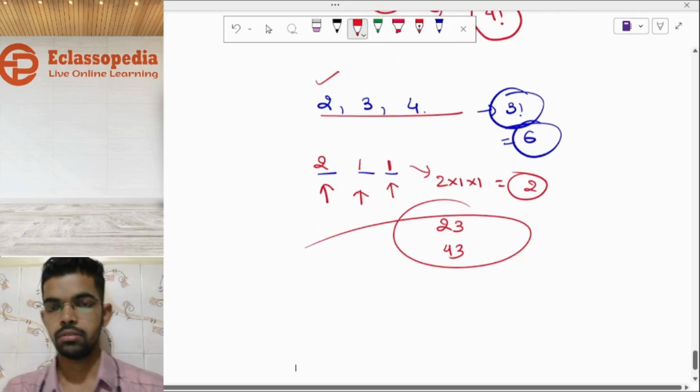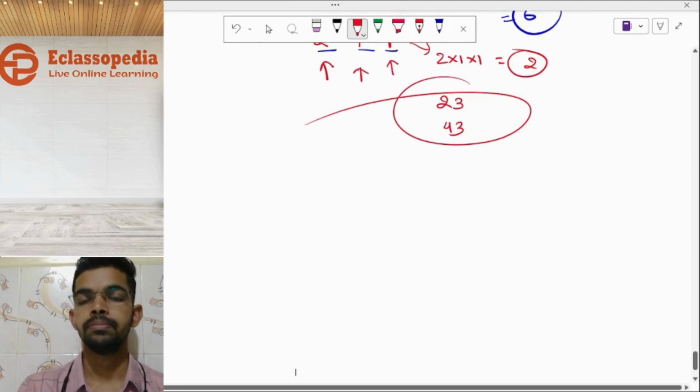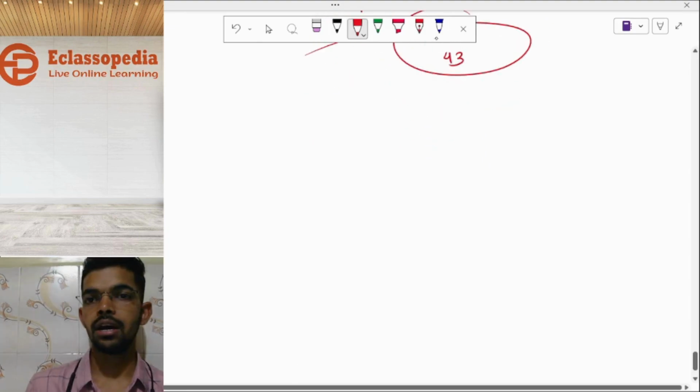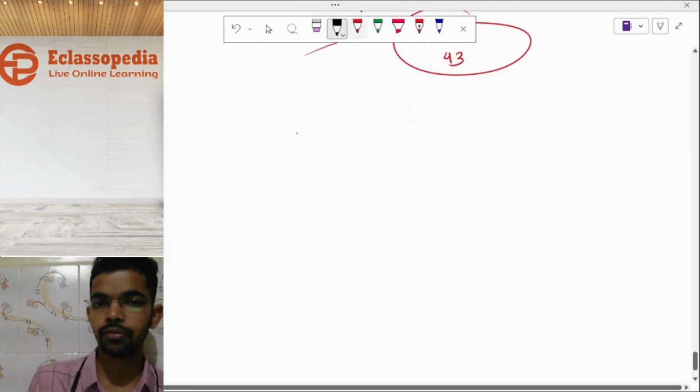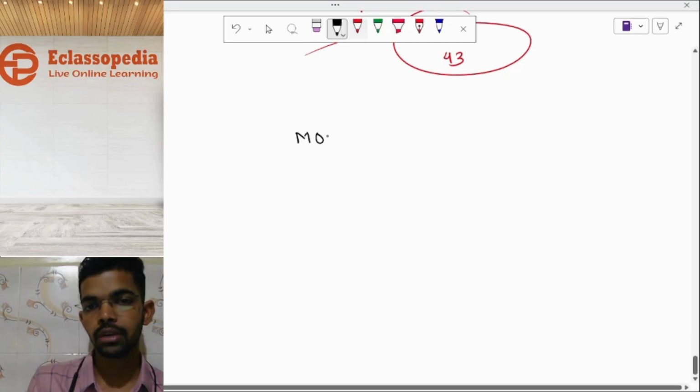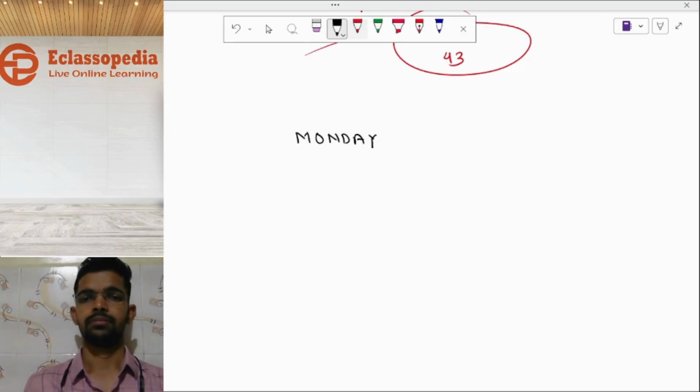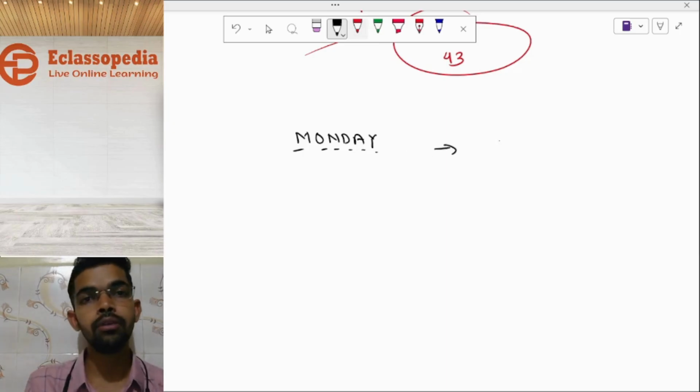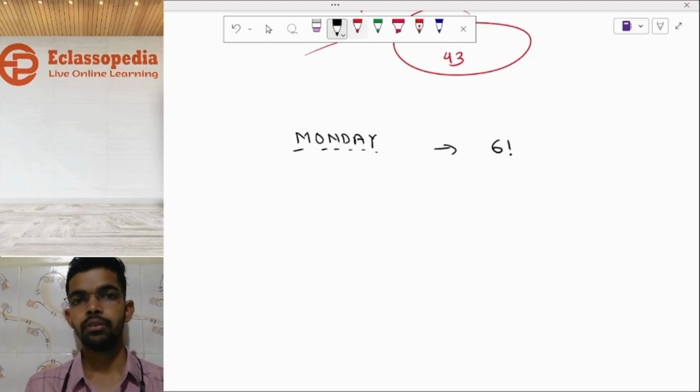Now the next question is how many words you can form from the letters of the word. Suppose Monday, how many words can you form? There are 6 letters in Monday. So we can form how many words? 6 factorial words from this. Did we have any restriction on this? No, we did not have any restriction.